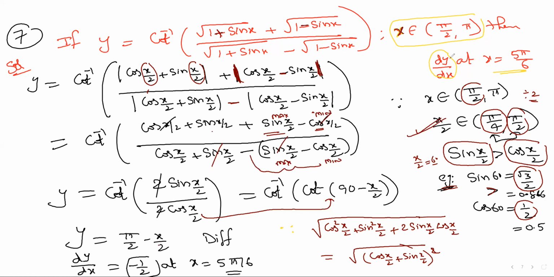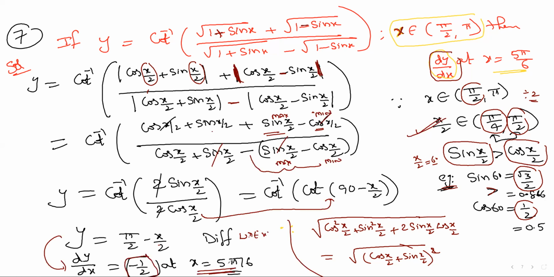So what is required here? dy by dx is required. Now differentiating with respect to x on both sides, dy by dx is equal to pi by 2. Derivative of a constant is 0. Derivative of minus x by 2, we get minus 1 by 2. Answer is minus 1 by 2.